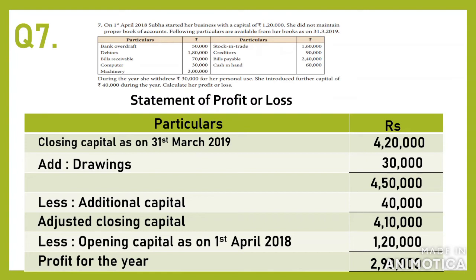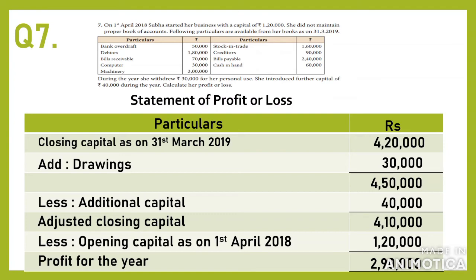I hope this is all making sense to you. All that we are doing is following a standard format for the statement of profit or loss. We always start with the closing capital. To that we add drawings and then we reduce the additional capital to get to the adjusted closing capital, and then further from there we reduce the opening capital to arrive at the profit for the year. And if this figure is a minus figure, then it means loss for the year.